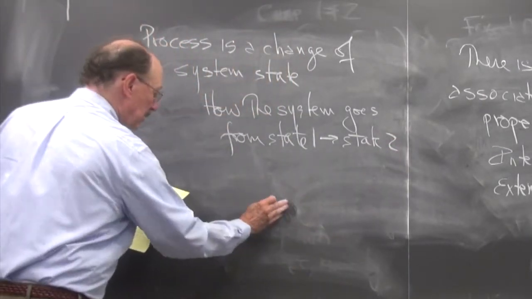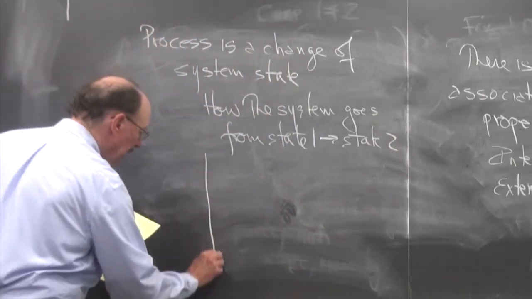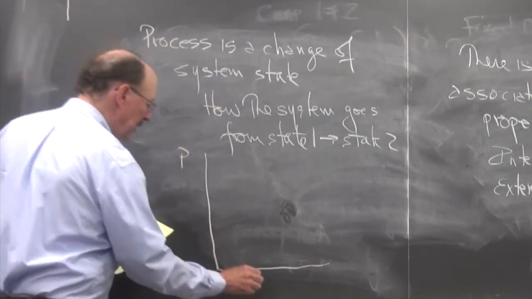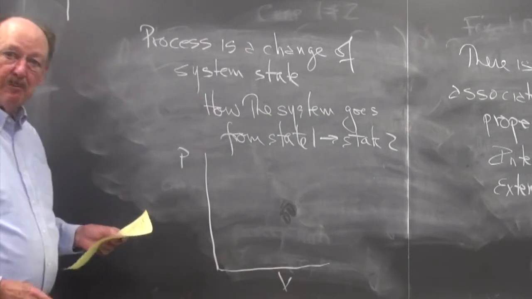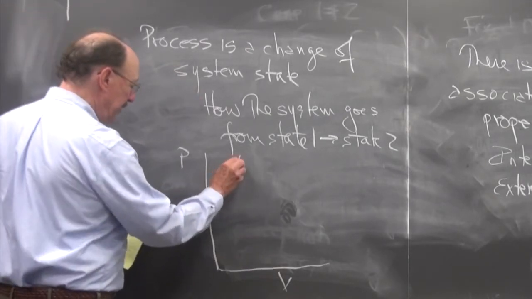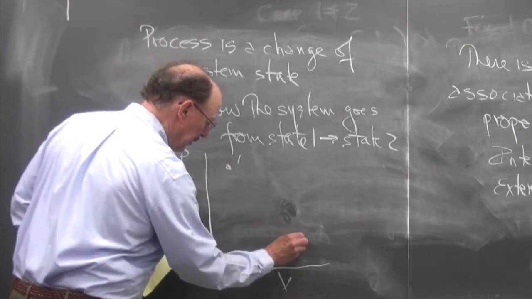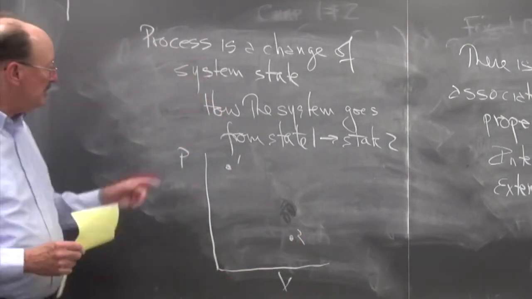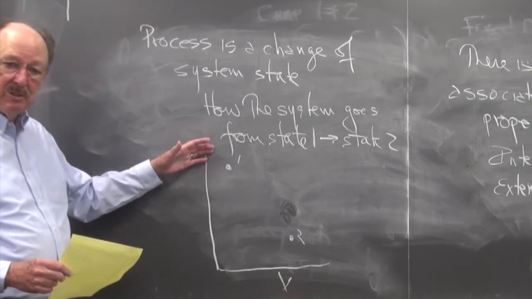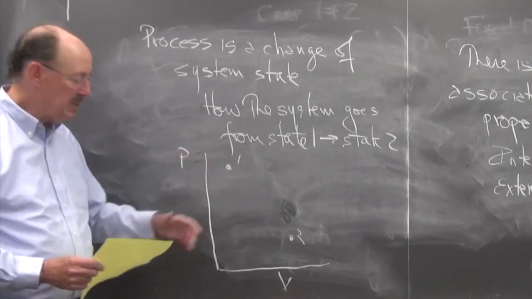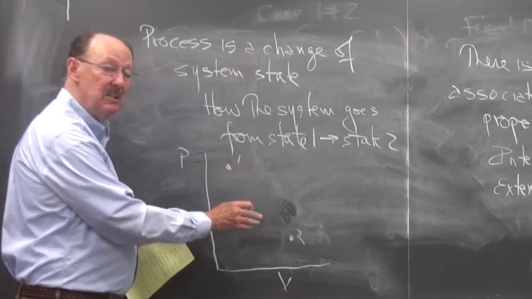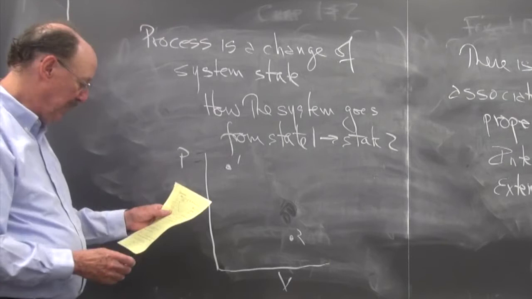If I look at this on a PV diagram, a pressure volume diagram, here is state 1, and here is state 2. How does the system change when it goes from state 1 to state 2? I could have it go many, many different ways.